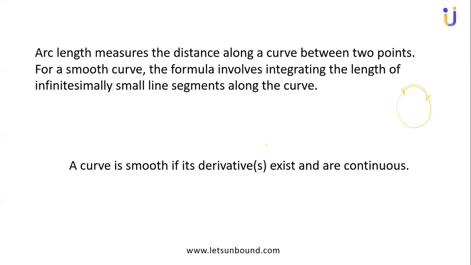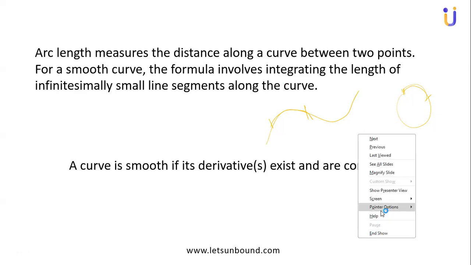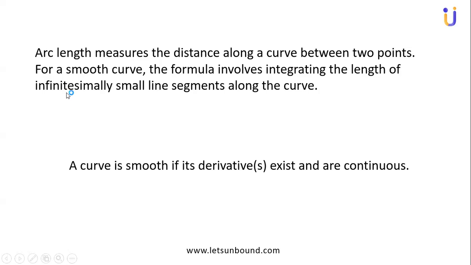Not only for a circle, this is an arc length for the sine curve, right? So the formula involves integrating the length of infinitesimally small segments along the curve. Along the curve, very, very small segments we will be considering and we are adding them up. Very small, not even like this, kind of a dot, kind of infinitely small. So the curve should be like this. Their derivatives should exist and they should be continuous. I'm talking about derivatives here, right?